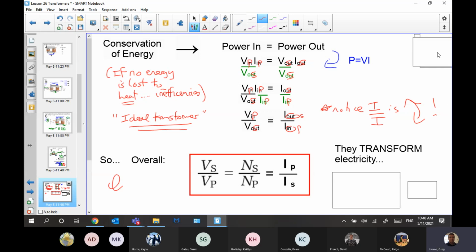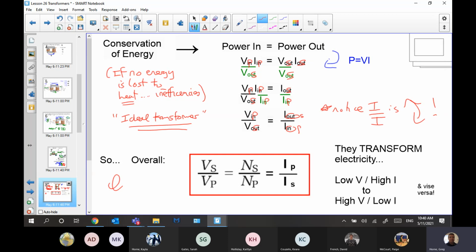All right, so they transform the energy. They're going from low voltage, high current, switching to be high voltage, low current, and vice versa, of course. The transformation can be this way, or it can be this way. But either way, it's this combo to this combo. We're going from one to the other. That's what transformers do.